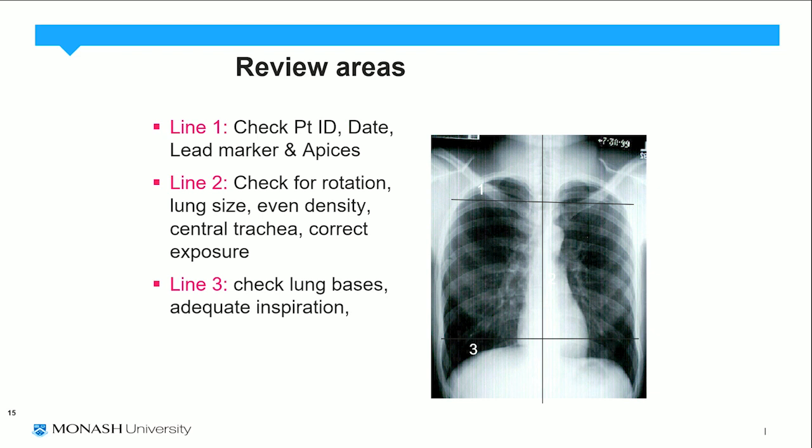So this is what it should look like on the chest x-ray. Line 1 is the horizontal line, to check the patient ID, the date, the markers, as well as the apices. Line 2 is the line that runs down the middle, so you want to check for rotation, lung size, density evenly distributed across both lungs, and that the trachea is central. And then line 3 is to check the lung bases and also check for adequate inspiration.